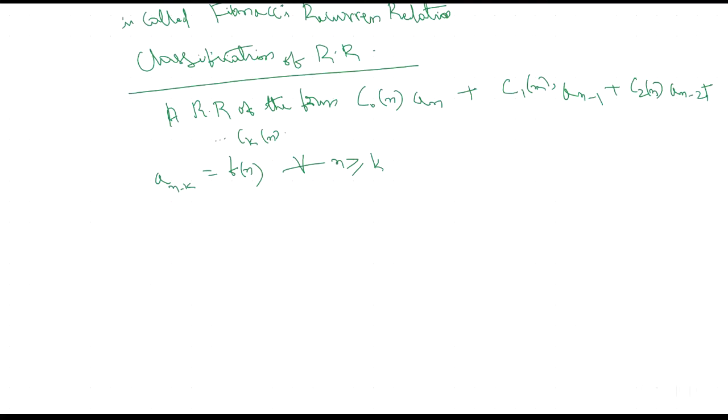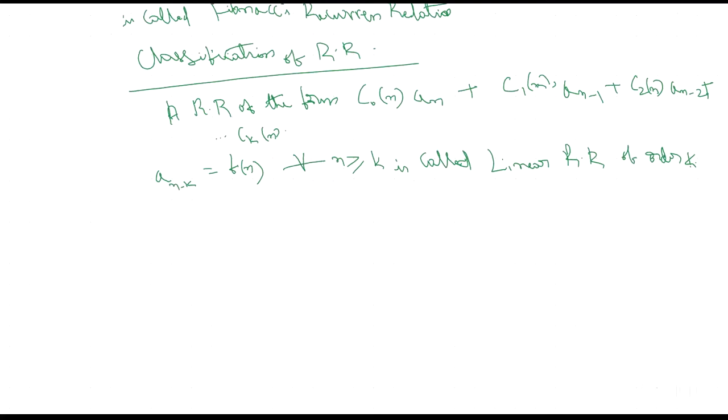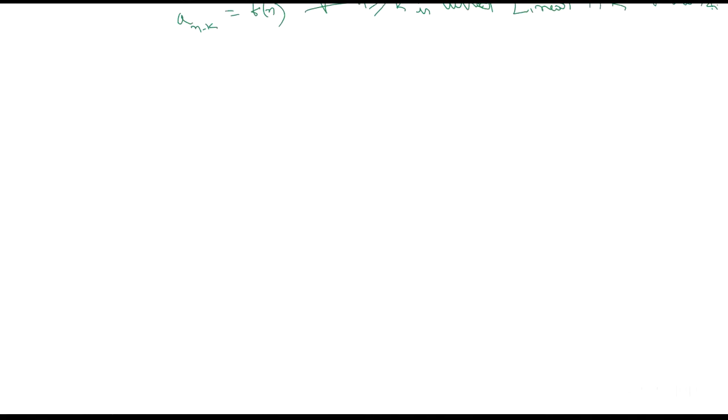is called a linear recurrence relation of order k.